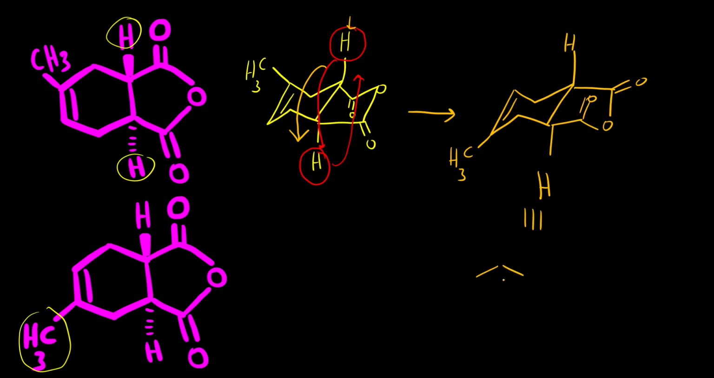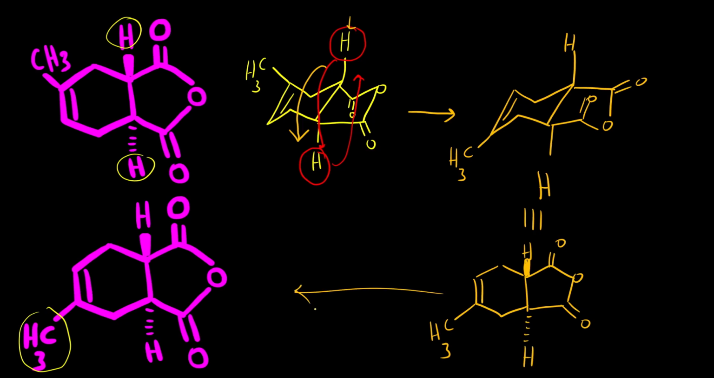There is a 6-membered ring, double bond, methyl, then there is a 5-membered ring. Hydrogen is what? Here it is above the plane, and here it is below the plane. So you can see what we have drawn is the same second structure.